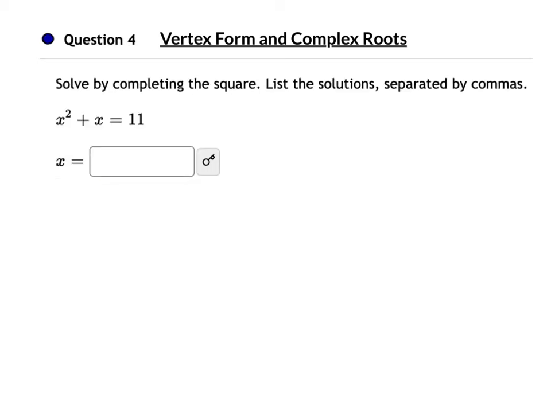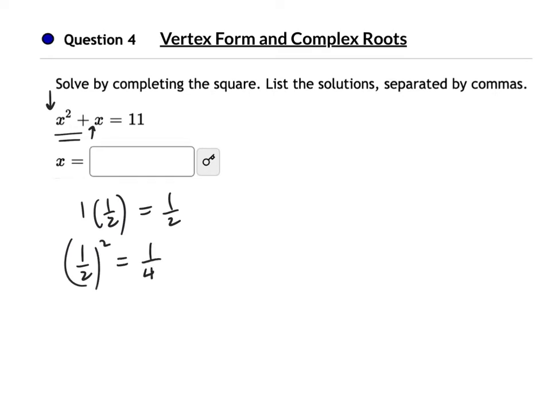Another review question. This one's a little bit messy, though, because taking half of 1 is a little awkward. But we will get the x's on one side, already done. Make sure the coefficient of the squared term is 1, also done. Take the coefficient of x, which is 1. Take half of it. That's multiply it by a half, and I get a half. Take a half and square it. That's 1/4. And add 1/4 to both sides. x squared plus x plus 1/4 equals 11 plus 1/4.